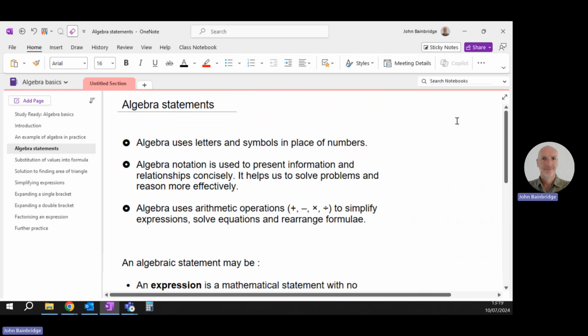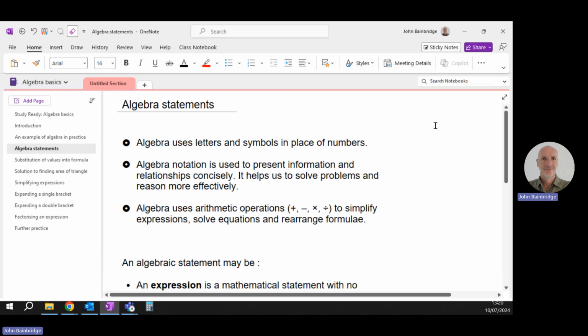So as I've just said, in algebra we're using letters and symbols in place of numbers. We use the algebraic notation to present information and relationships concisely. It helps us to solve problems and reason more effectively.